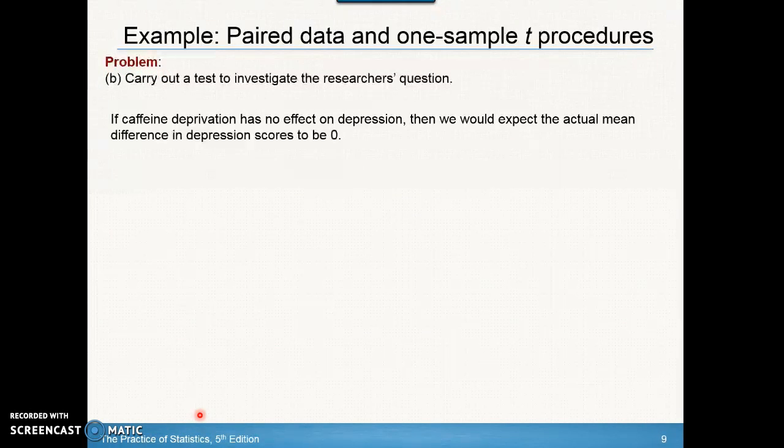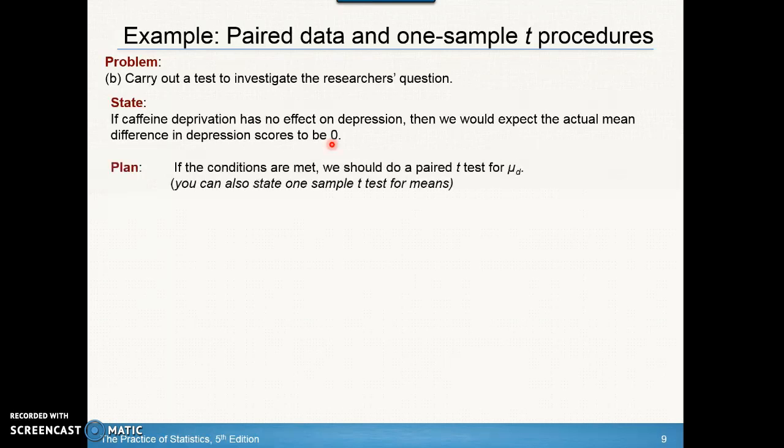So you're going to carry out this test the same way you did in the last section. So if caffeine has no effect on depression, then we would expect the actual mean difference to be 0. When the difference is 0, that means there was no difference. That basically means the treatment had no effect whatsoever. That's always what we're testing against in a matched pairs test. In a matched pairs test, we're assuming that there is no difference.